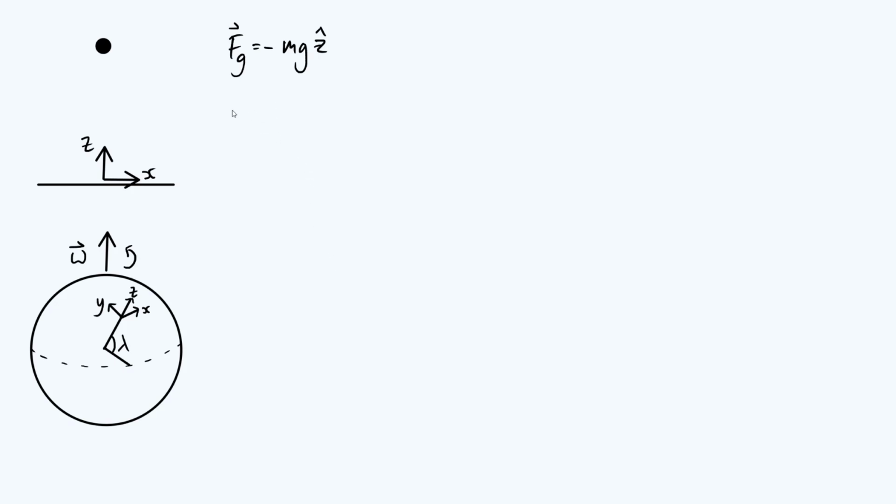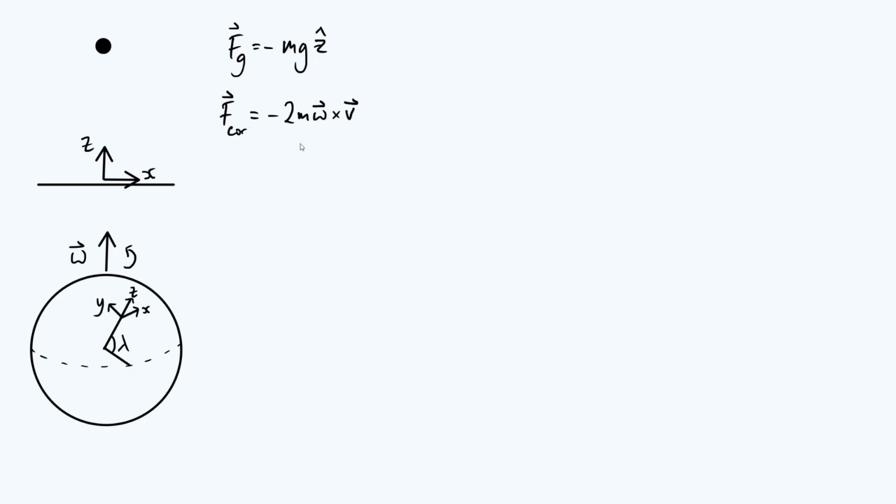Let's also think about the Coriolis force. So the expression for the Coriolis force, let's denote that as F_COR for short. The general expression is minus 2m omega crossed with v, where v is the velocity vector of the particle or the ball, and omega is the angular velocity of the Earth.